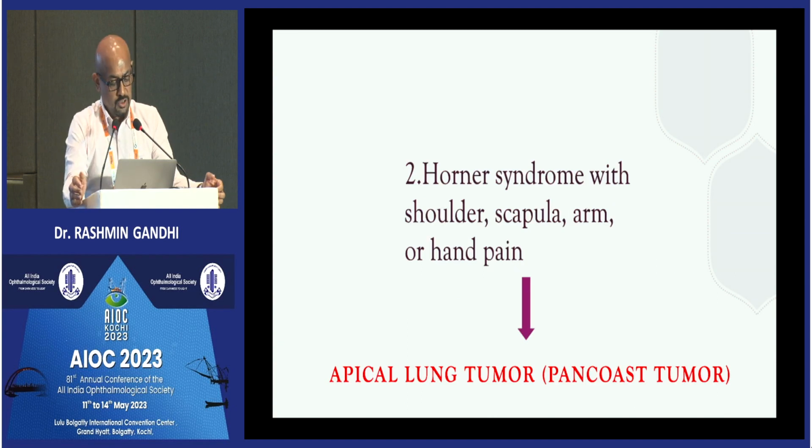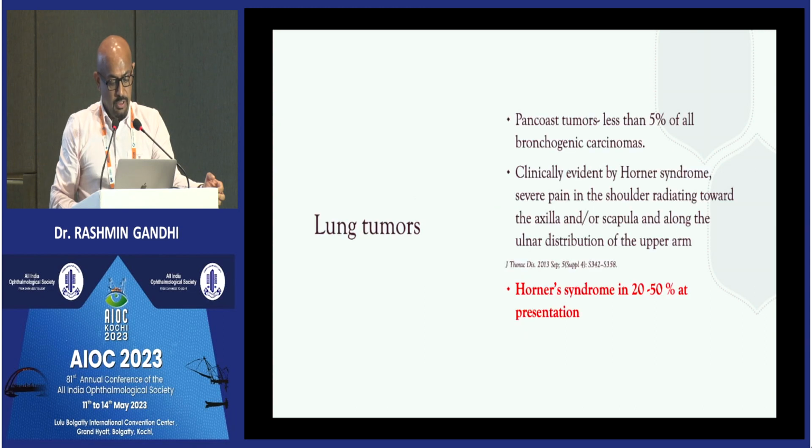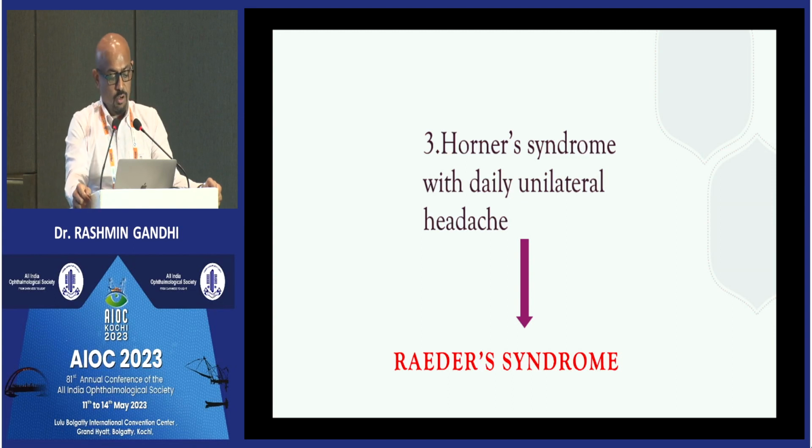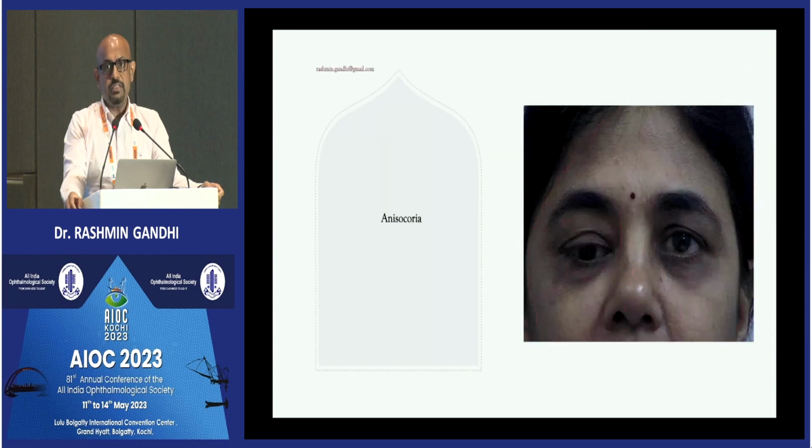The other possibility is Horner syndrome with shoulder, scapula, arm or hand pain. If a patient has anisocoria and is complaining of pain lower down, the patient might be having a Pancoast tumor or apical lung tumor. Again, 20 to 50% of these lung tumors have Horner syndrome on presentation, and some of them can present to us first. A patient complaining of daily unilateral headache may have cluster headache or trigeminal neuralgia, and generally these patients are managed by neurologists. So that's scenario number one: a patient coming to you with headache or neck pain, and you find anisocoria.